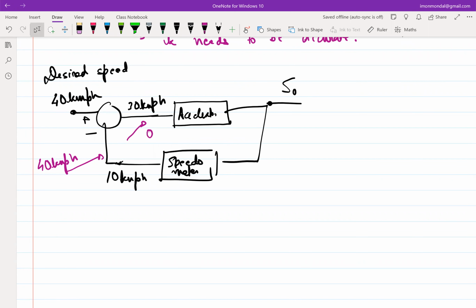I hope this is a simplistic enough model for everybody to appreciate, because we'll take this model and then see how we can draw inspiration for our electronic feedback systems.